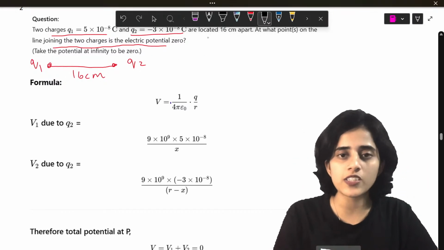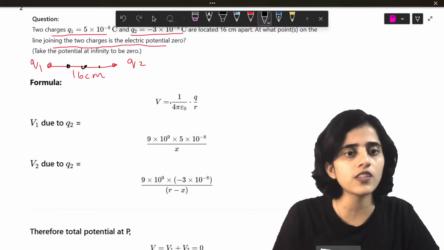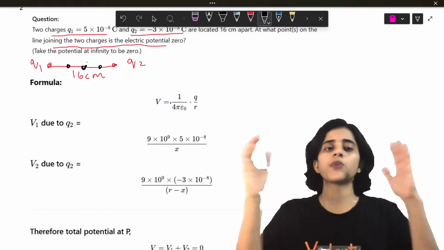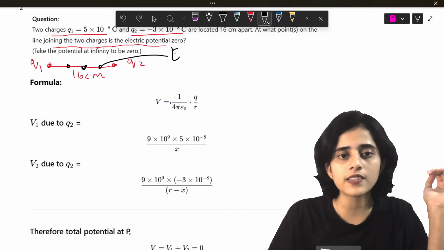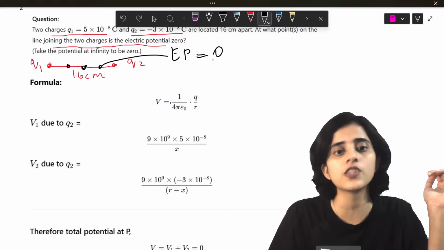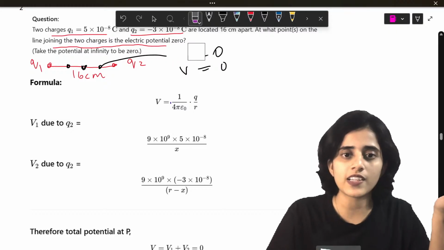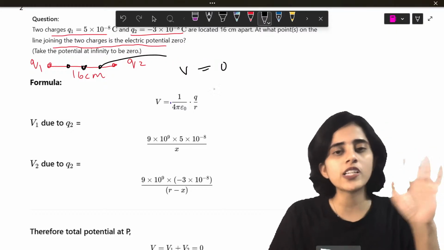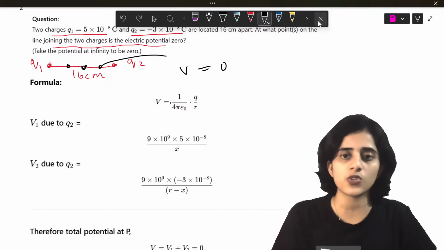So the question is at some points between the two charges, the electric potential is 0, which means V is 0. Electric potential is V, I will write it as V only. At some points, V is 0. You have to find out at what all points V is 0.